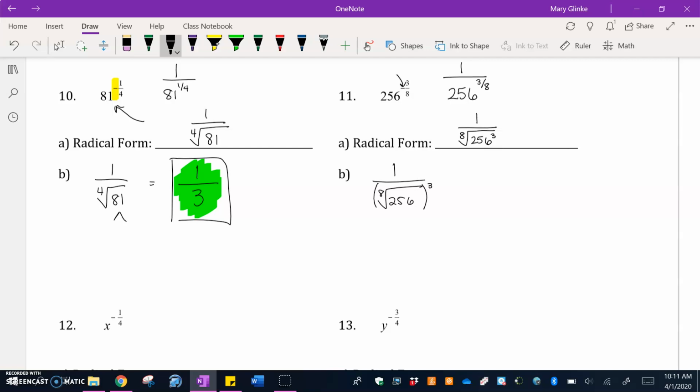If you take 256 and break it down, there is a group of 8 twos with no leftovers. So the 8th root of 256, this part specifically, becomes 2. And now I want to do 2 to the 3rd power. This becomes 1 over 8, and that would be my final answer here.